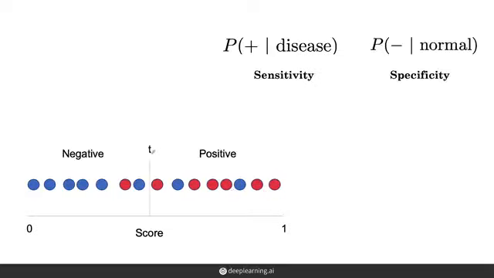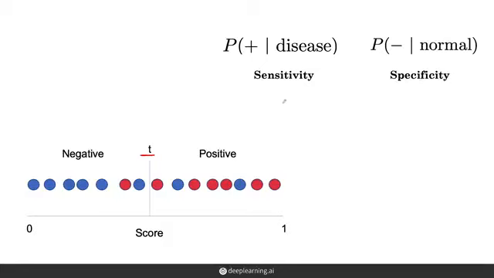We can pick a threshold small t that sets everything on the right of the threshold as we classify positive, and everything on the left of the threshold we classify as negative. Now notice we can compute the sensitivity and specificity of the model.